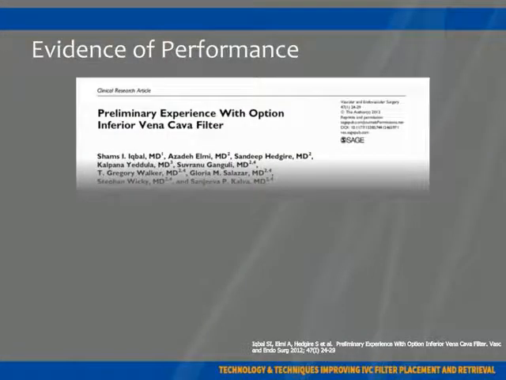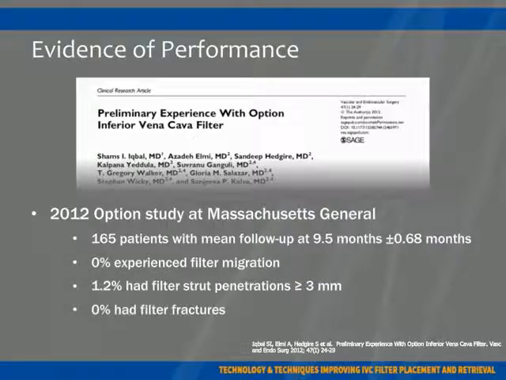So after that got approved, a number of other studies came out, more real-world kind of thing. Once things are approved, the indications expand, and we tend to use things much more liberally. So this is 2012 with 165 patients with zero migration. Again, a very low wall penetration, zero fractures, and in this study, 100% retrieval success. Which is obviously getting close to what we want in perfection.